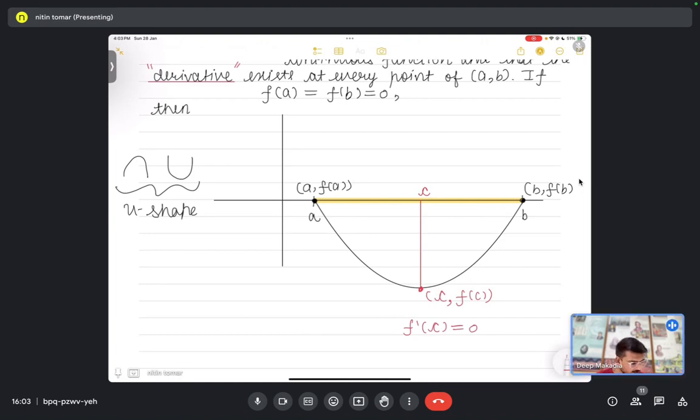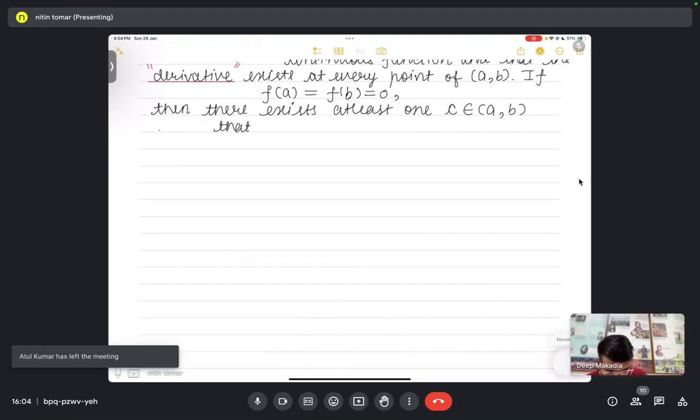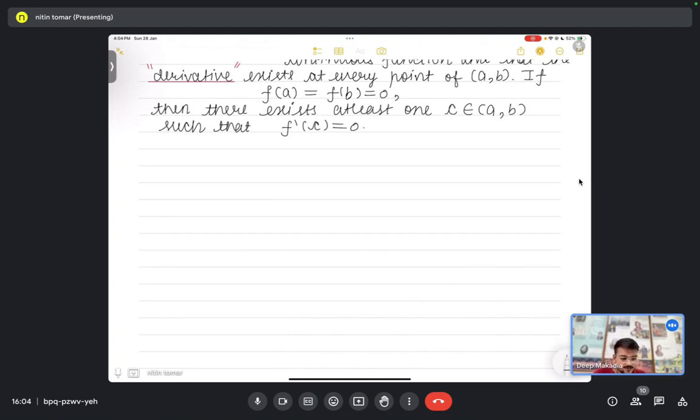So, what I am going to write now, please tell me if that is correct or not. I am deleting all this stuff. So, what should be my conclusion? Then there exists at least one C between a comma b such that f dash c is equal to 0. Is the conclusion clear?